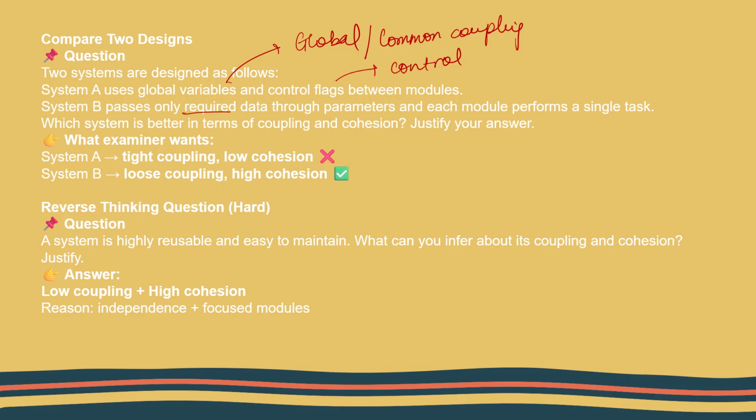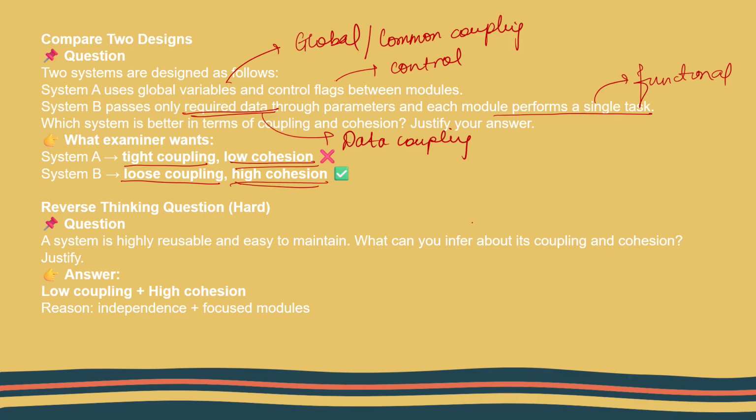System B passes only required data through parameters and each module performs a single task. Functional, and passes only required data. Data coupling. So system A, tight coupling, low cohesion. System B, loose coupling and high cohesion.